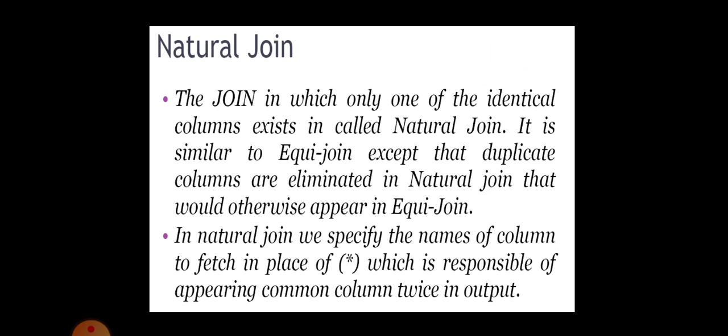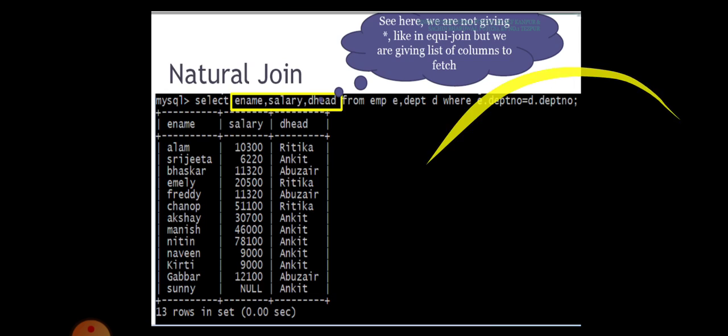It is very similar to equijoin, except that duplicate columns that would otherwise appear in equijoin are eliminated in natural join. In natural join, we specify the names of the columns to fetch in the place of star, which is responsible for the common column appearing twice in the output. That means we can give desired column names in the join clause.